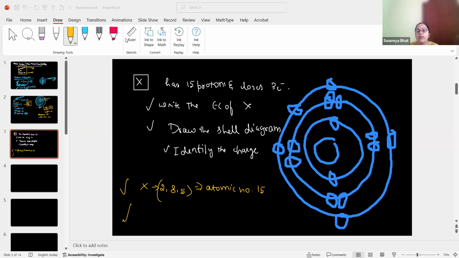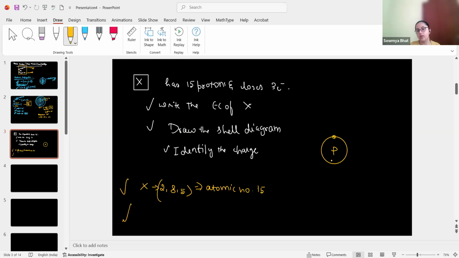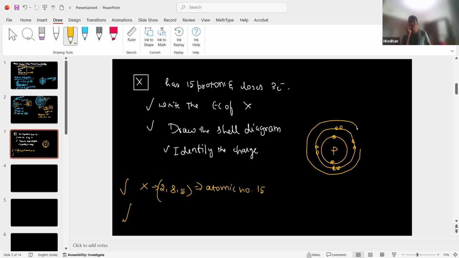Now, identify the charge. I have given all the data required. From that, you can extract the charge on it. If it loses 3 electrons, it has a charge of +3. If it gains electrons, it has a negative charge. If it loses electrons, it has a positive charge.